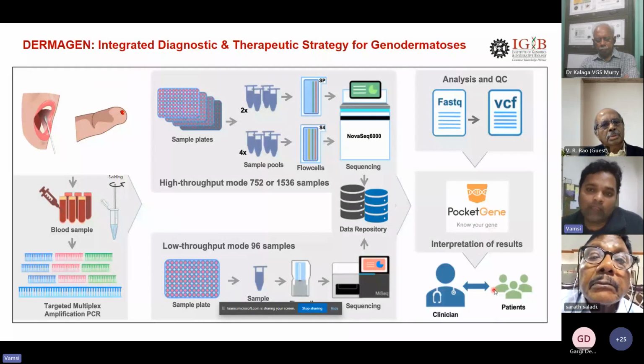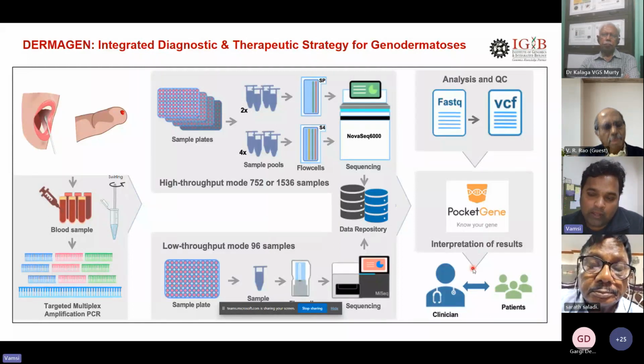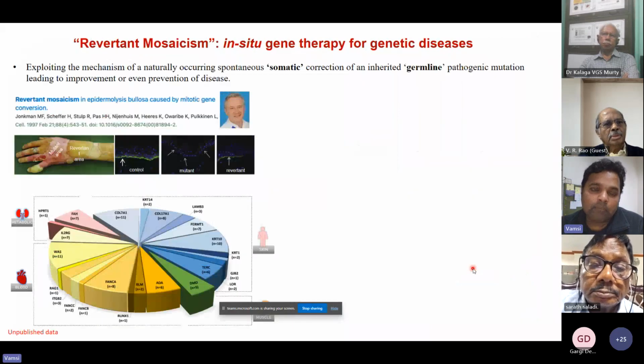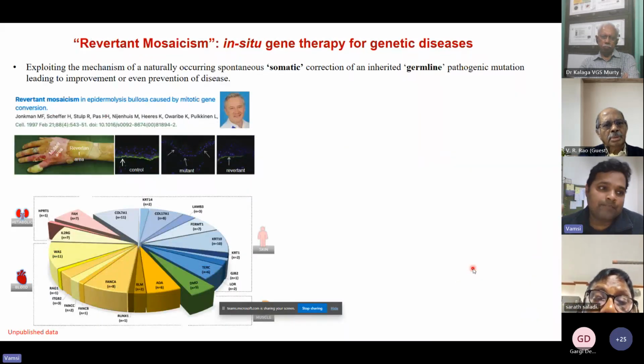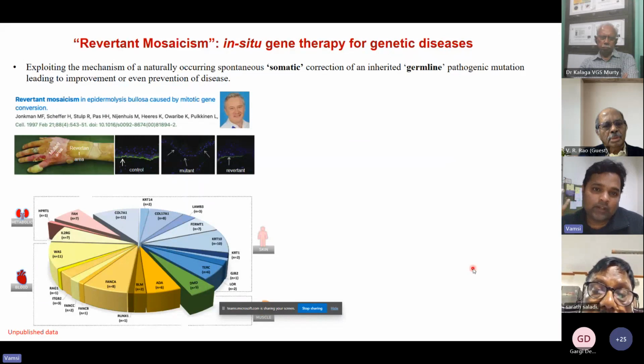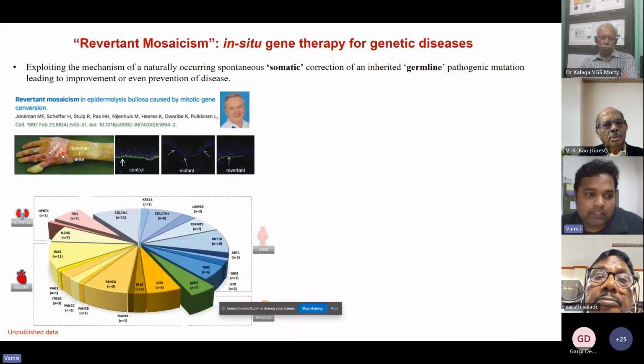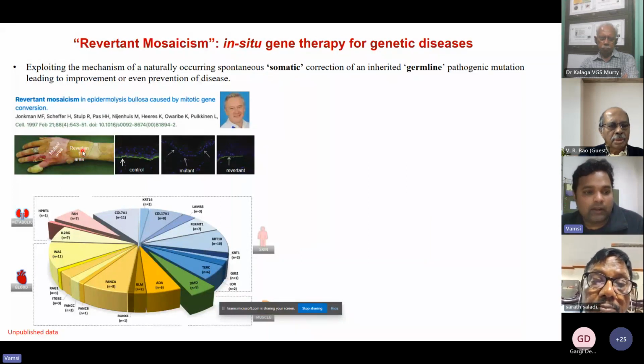So that is why I call this an integrated diagnostic and therapeutic approach. The moment you identify the collagen 7 patients, there is an interesting component that was first identified in mast cell as revertant mosaicism, which is naturally occurring normal patches within the skin in the middle of mutant areas. For example, if this is the mutant area, in the middle you find something called a revertant patch that has normalized because of a somatic event, and suddenly you see that there is a correction of the initial germline defect.